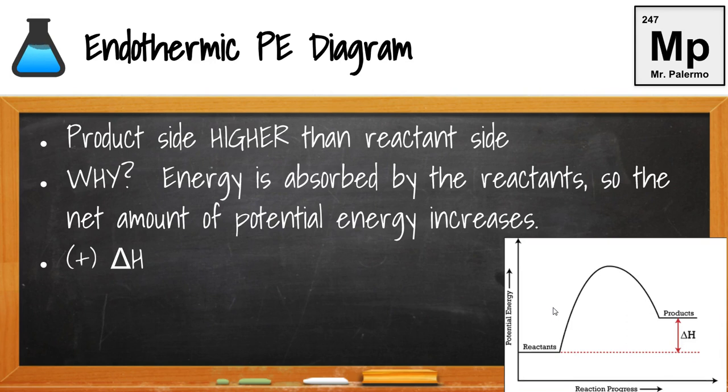Endothermic is the opposite. In an endothermic reaction, we are absorbing energy, taking energy in. And so we're going to end up with more energy than what we started. So the products have more energy than the reactants. And if you do the energy of the products minus the reactants, you'll get a positive delta H.